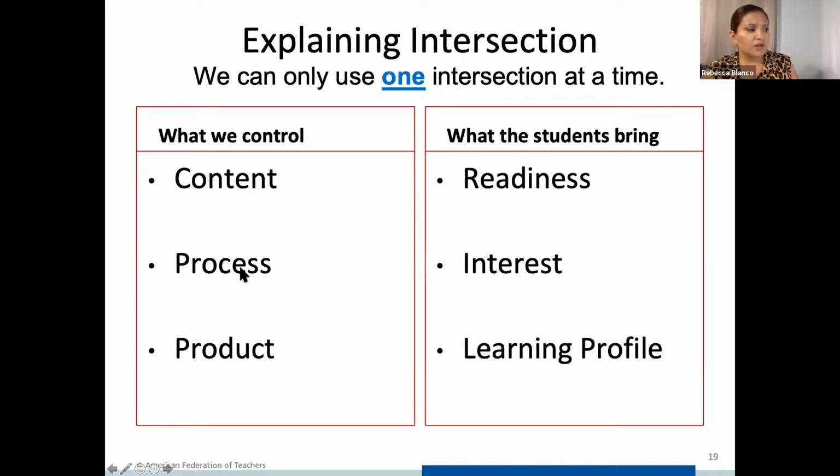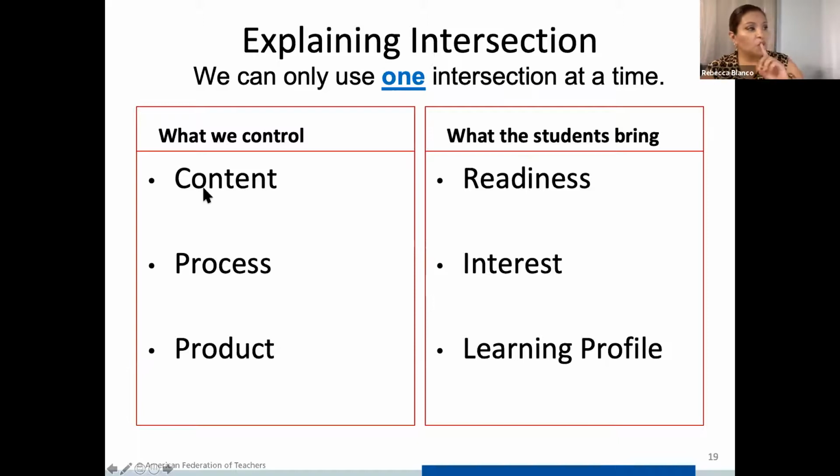You can also do the process. So the way that you get to it would be one way to differentiate, right? You can do this by the interest. Again, the process. Would you want to read? You're going to choose one book that is fiction, one book that's nonfiction, and you tell me, and it would be based on the child's interest because they can choose it, right?